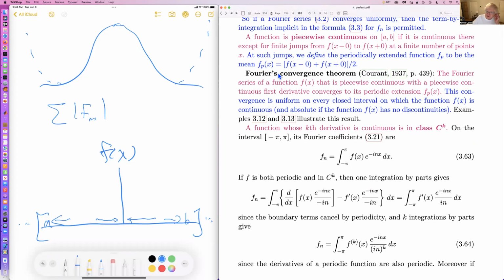So then there's Fourier's convergence theorem. I'm not sure whether Fourier proved this or just stated it, but the Fourier series of a function f of x that is piecewise continuous with a piecewise continuous first derivative converges to its periodic extension. So that's the theorem, or the result. We're not going to prove that here, but we'll take that for granted, namely that the Fourier series of a piecewise continuous function with a piecewise continuous first derivative converges to the periodic extension of the function.